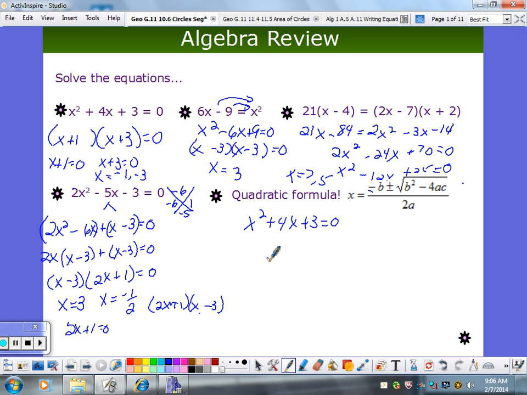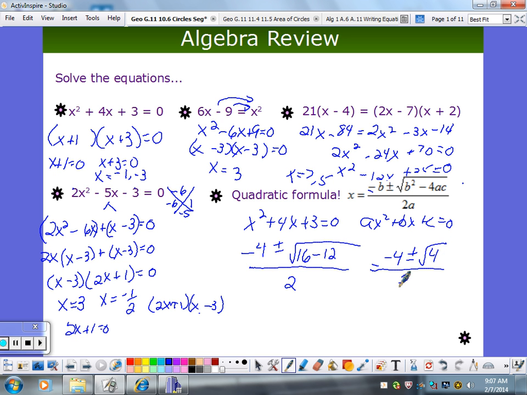The factors are not working out. Maybe this one's hard to do. Ax squared plus bx plus c. So your a is 1, your b is 4, and your c is 3. You want negative b, which is negative 4, plus or minus the square root of b squared, 4 times 4, minus 4 times 1 times 3, all over 2 times 1. And you get negative 4 plus or minus the square root of 4, over 2, which is negative 4 plus or minus 2 over 2.